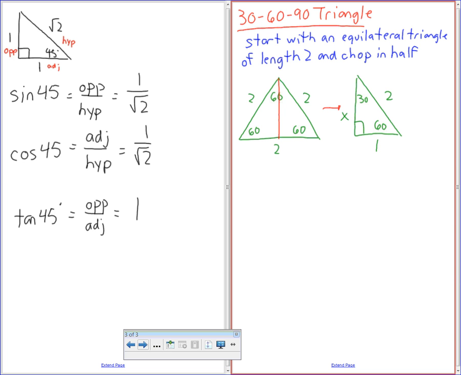Square root of 3. But I'm going to do it for the one here. So 2 squared equals x squared plus 1 squared. 4 equals x squared plus 1. 3 equals x squared. X equals root 3. Okay, now we want to use exact values here. That's what we're getting into, okay?